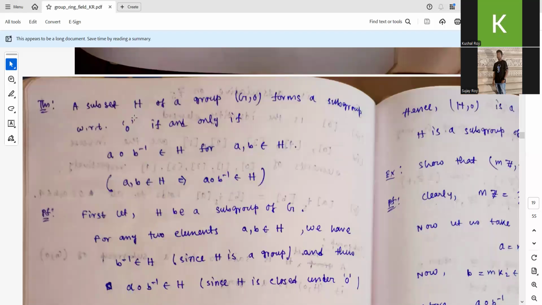Now, let us study a theorem. A subset H of a group G forms a subgroup with respect to the composition if and only if A composition B inverse belongs to H for A, B belonging to H. So if you choose A and B from H, then A composition B inverse must belong to H.